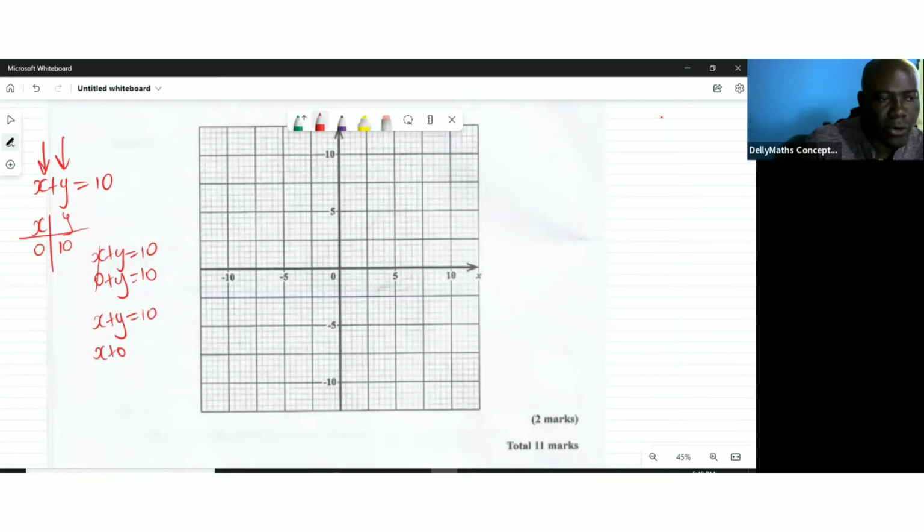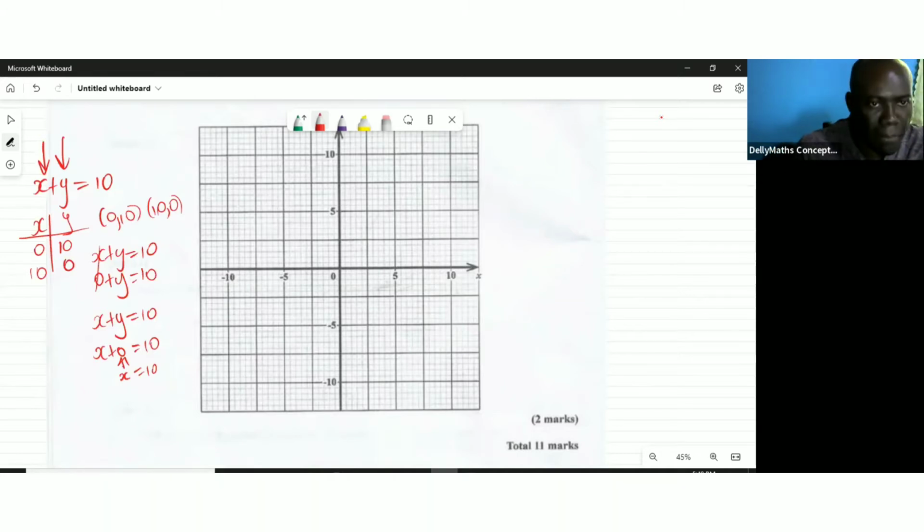x plus 0 equal 10. Remember now, I'm letting the y equal to 0 this time. And when y is 0, I can tell you that x is equal to 10. Check it out. So I have 2 points. One of the points would be 0, 10, and the other point would be 10, 0. So I could use that.